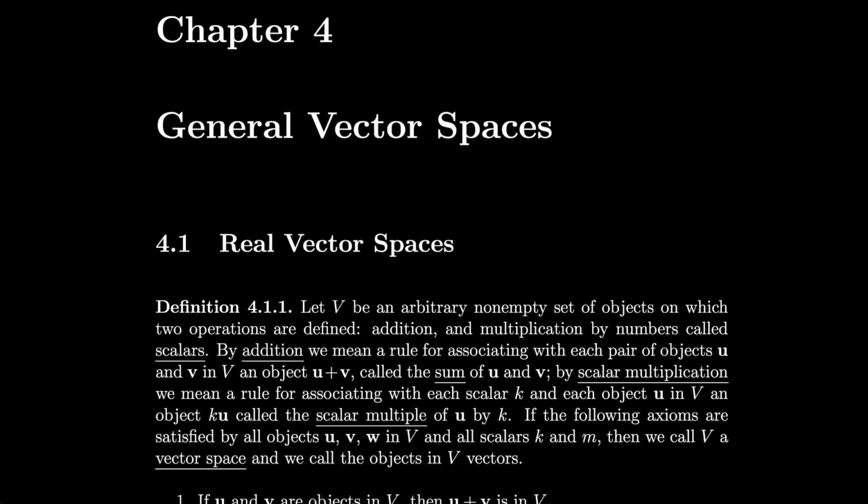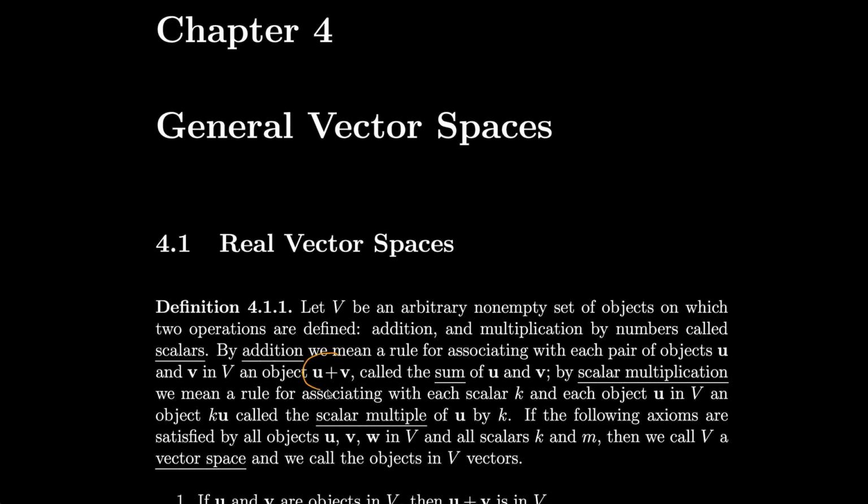Chapter 4, General Vector Spaces, Section 4.1, Real Vector Spaces. Let V be an arbitrary non-empty set of objects in which two operations are defined, addition and multiplication by numbers called scalars. By addition, we mean a rule for associating with each pair of objects u and v in V an object u plus v, called the sum of u and v.